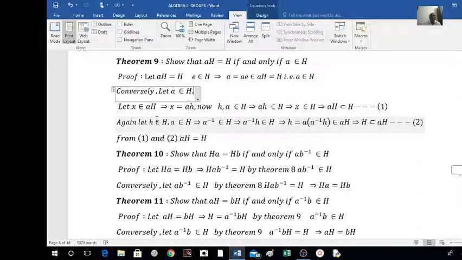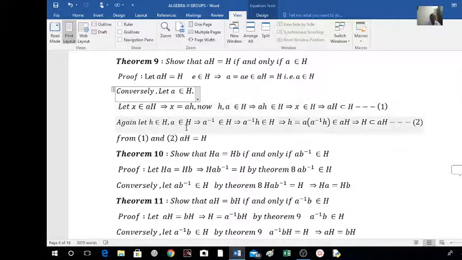Here I have taken x equal to ah. That means ah belongs to H, so x belongs to H. I have taken x belongs to AH, and finally I have proved that x belongs to H. This shows that AH is a subset of H. I will take this as 1.